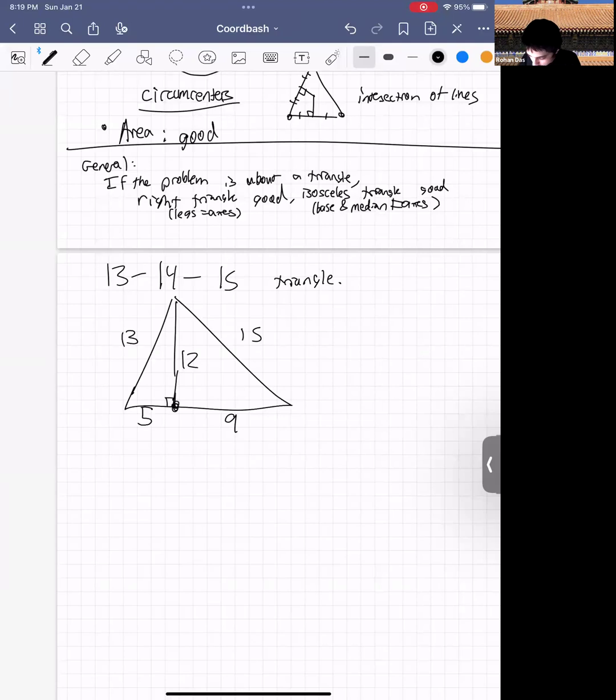So if you define this point as the origin usually, then this becomes (9, 0), which is a nice coordinate. This becomes (0, 12), which is also nice. And this becomes (-5, 0), which is also nice, because these are all relatively small integers. Several other triangles also work well, but not as much as the 13, 14, 15 triangle.